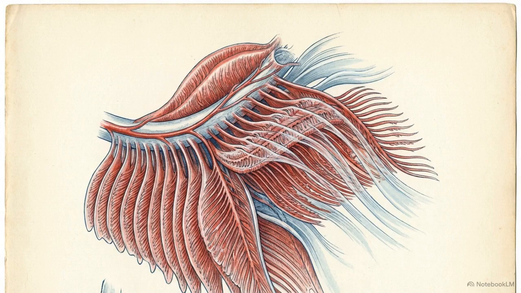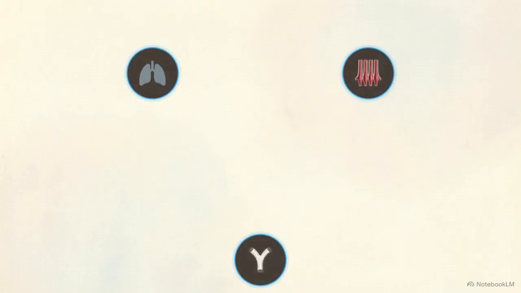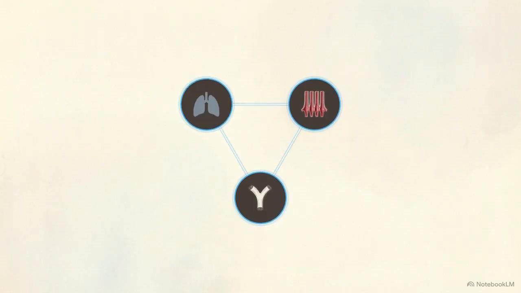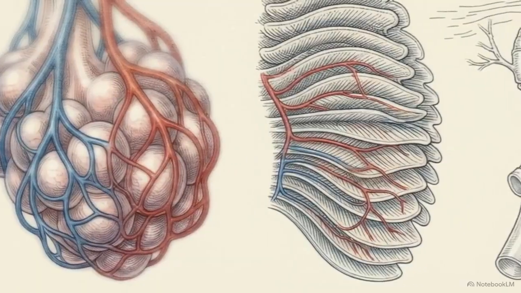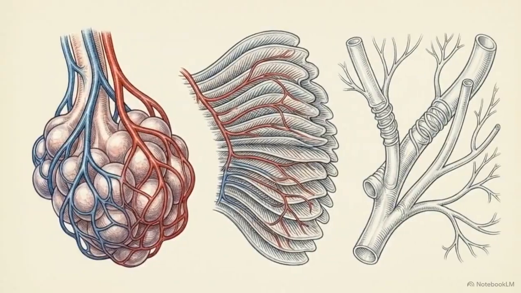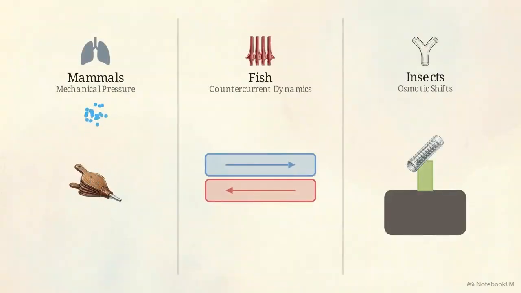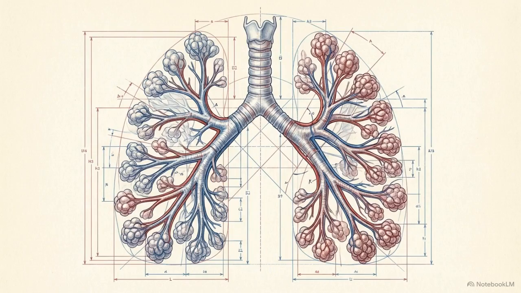Even with vastly different anatomies, these systems are all optimized to solve the same 3 physical variables. They all must systematically maximize their surface area, minimize the diffusion distance, and actively maintain a steep concentration gradient. Mammals use mechanical pressure, fish use countercurrent fluid dynamics, and insects use osmotic fluid shifts. Regardless of the evolutionary path, life is governed by the same uncompromising rules of physical chemistry. Anatomy is, at its most fundamental level, biology solving a geometry problem.